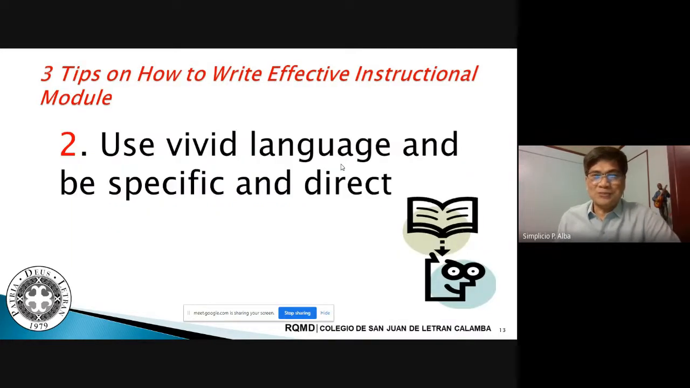Now, let's move to tip number 2. For tip number 2, use vivid language and be specific and direct. When we say vivid, it means clear. The goal here is for your IM along with any additional materials to create a complete picture for students. And definitely this will help your students to better understand the concept.